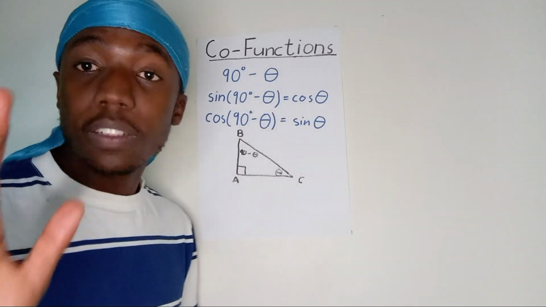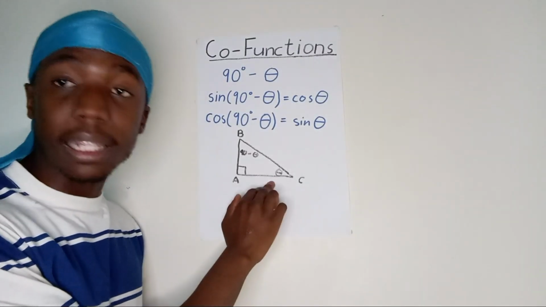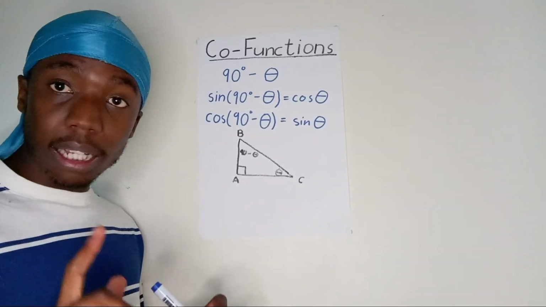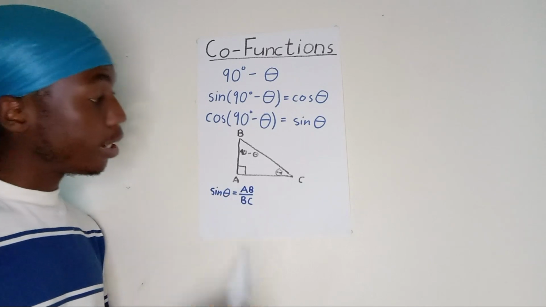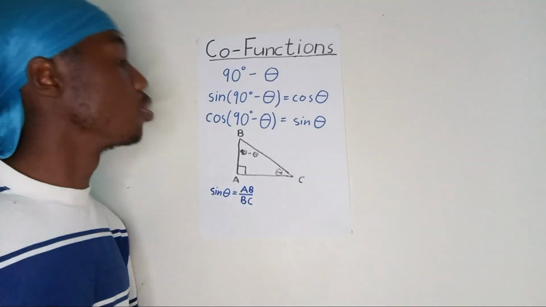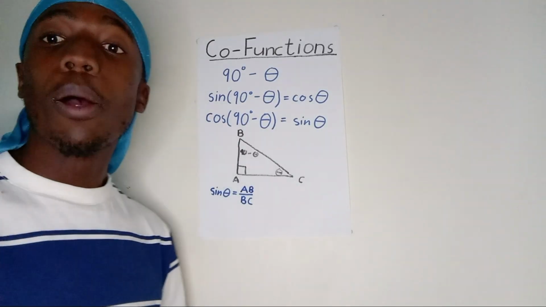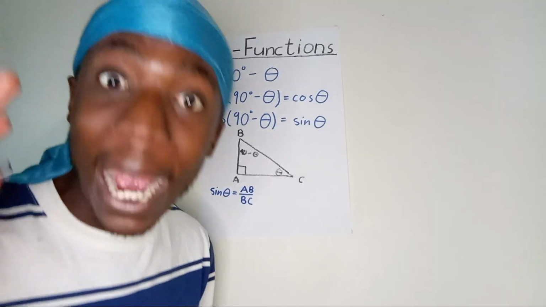So now, let's first look for sine theta. What is sine theta going to be in this, if you look at it carefully? Sine theta is obviously going to be AB over BC, right? Sine theta, opposite over hypotenuse. AB over BC, opposite over hypotenuse. Cool.